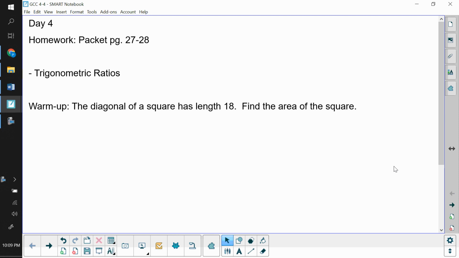Hi everyone, welcome to day 4. If you could be putting day 4 in your planners. Also have your homework out so it's ready when it's time to go over it. And you do have a warm-up today as well.